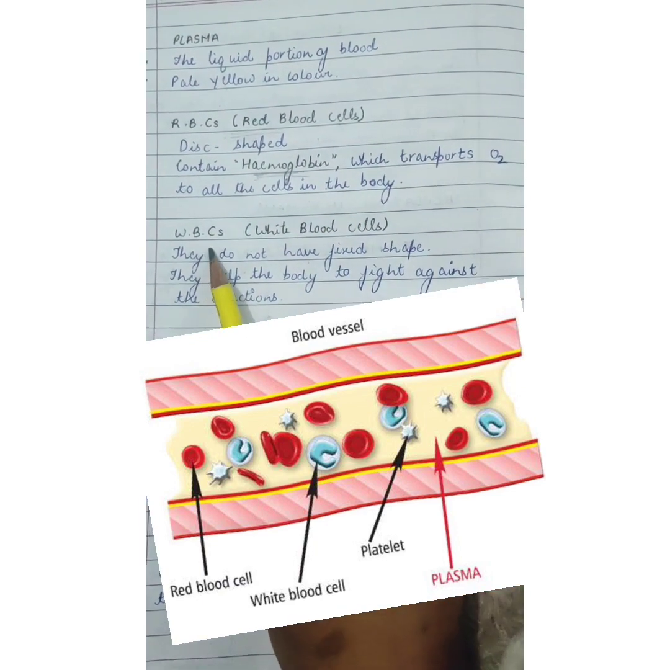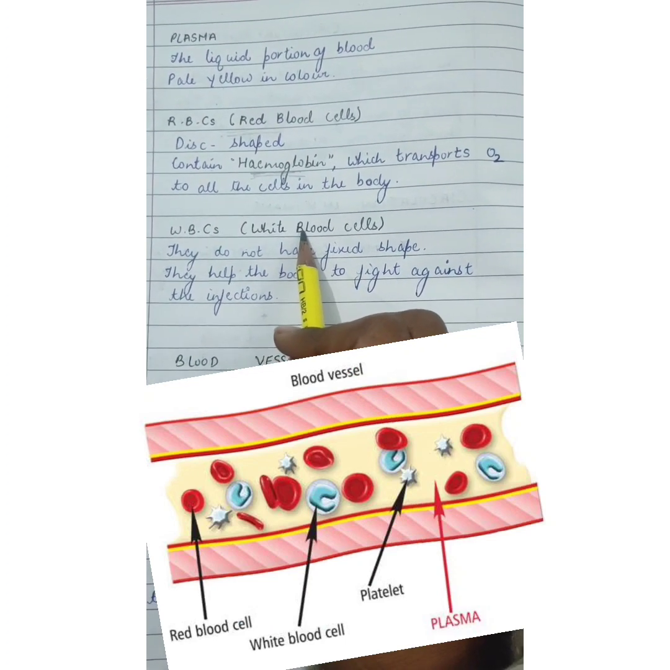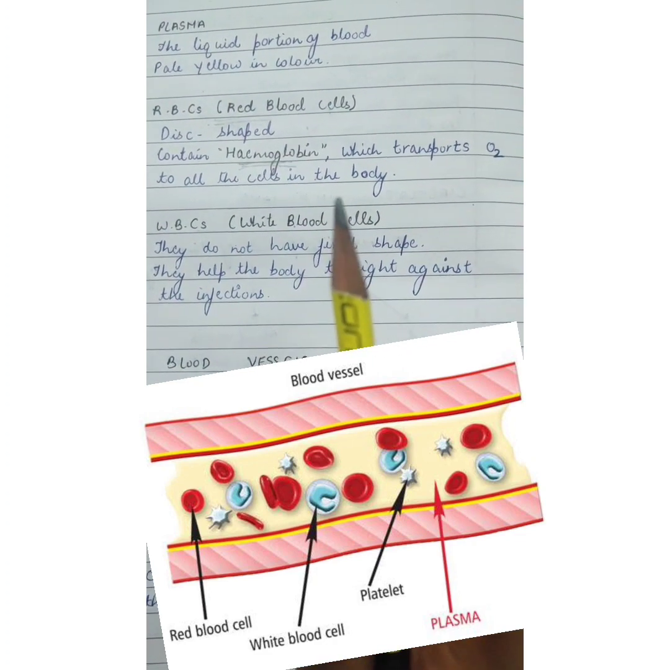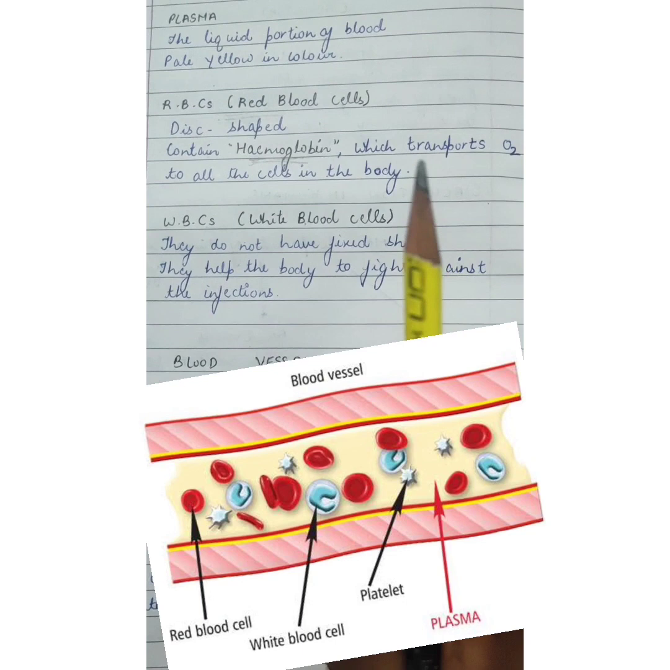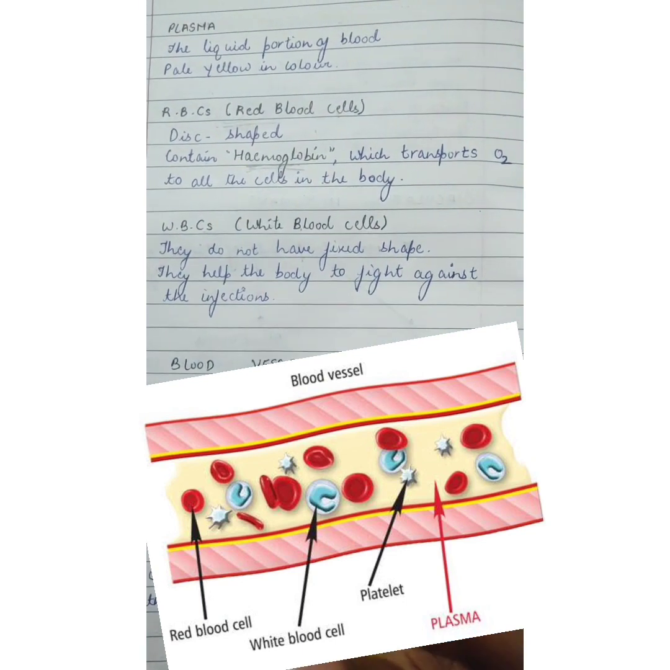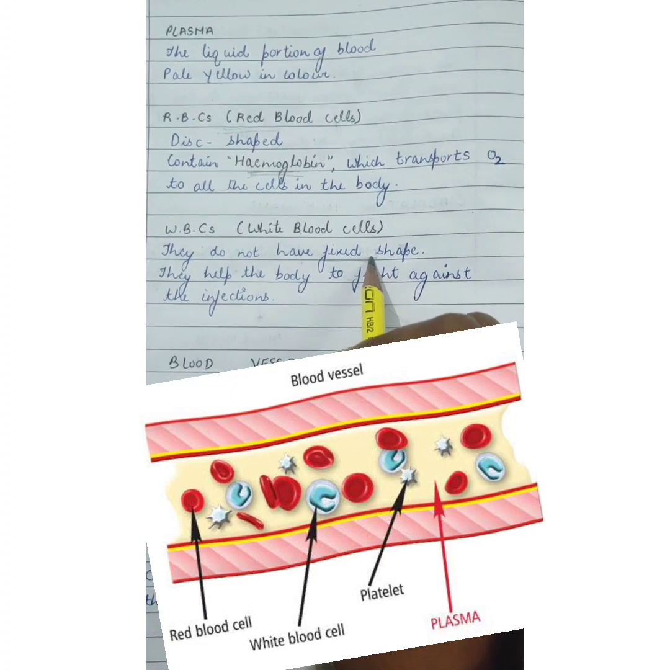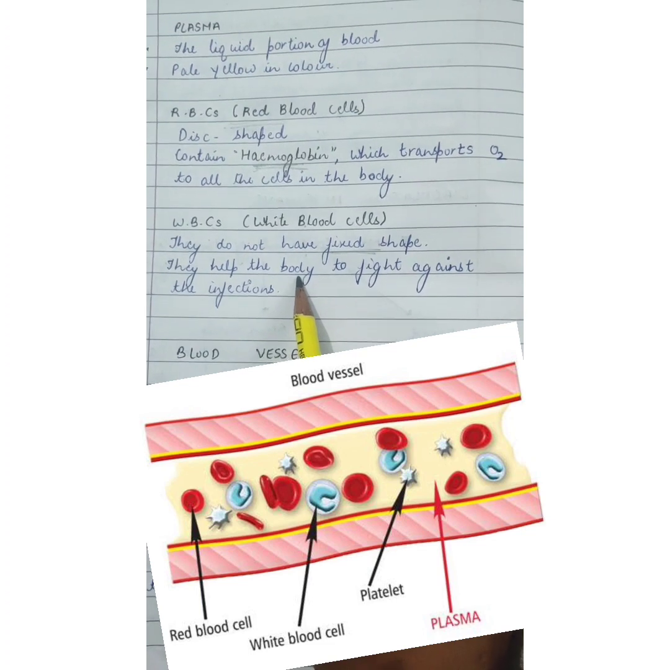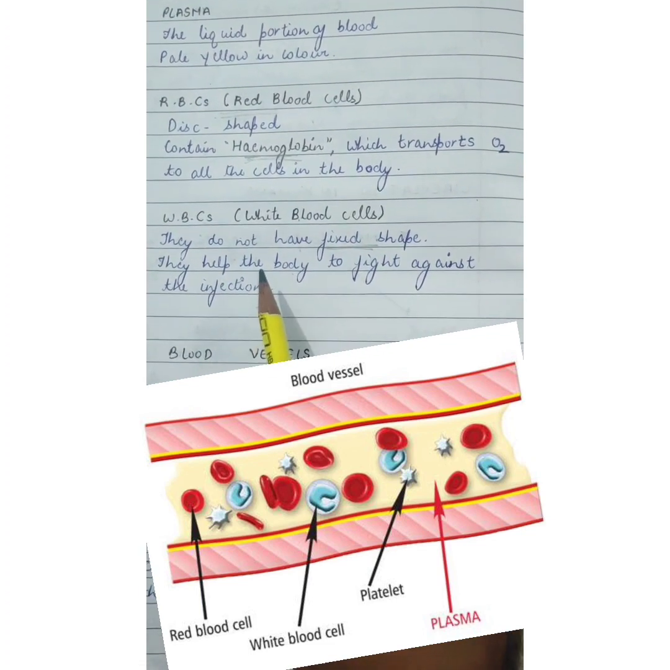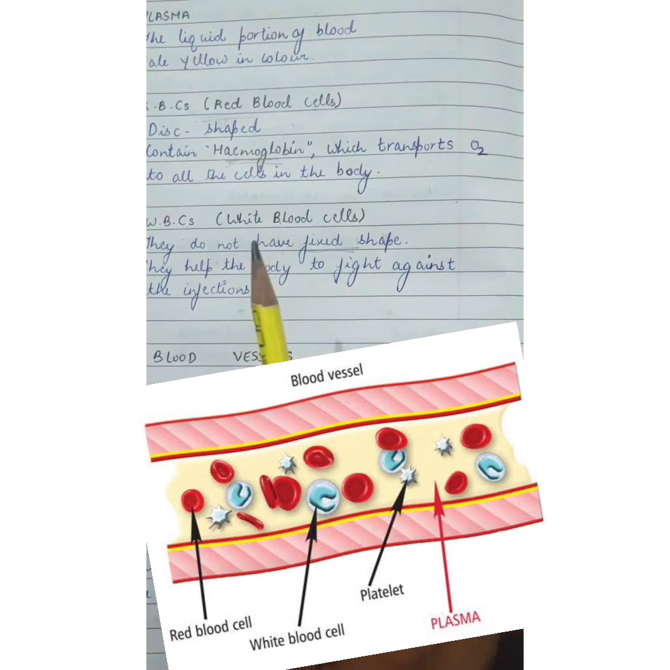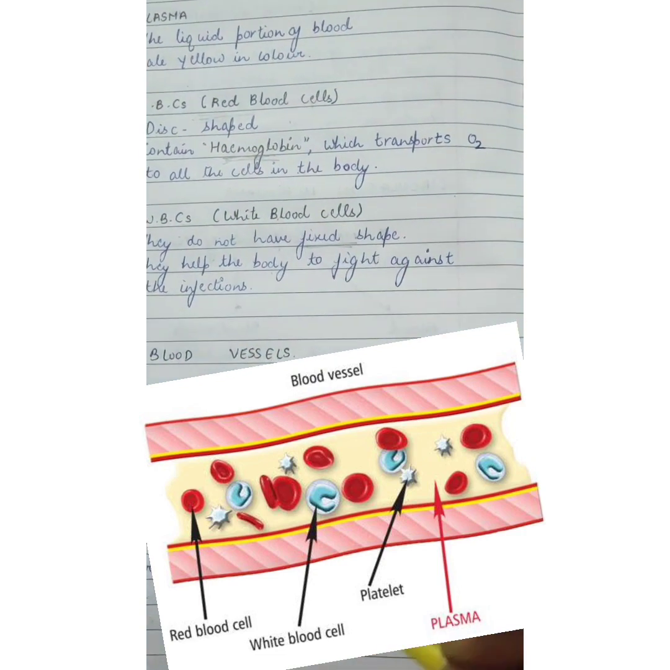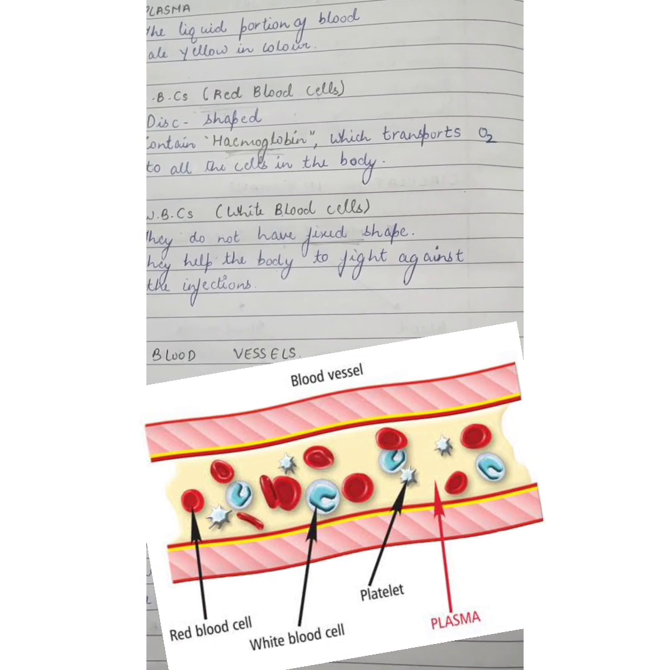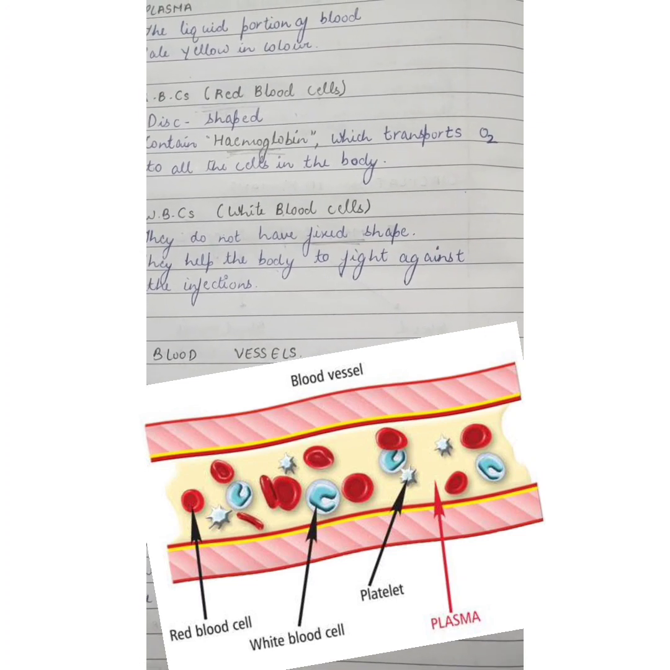Next, WBCs, that is white blood cells. You should know white blood cells are slightly larger than red blood cells, but they are very less in number, and they do not have any fixed shape. They are irregular in shape. They help our body to fight against infections by destroying disease-causing microorganisms and the harmful foreign substances that enter our body.